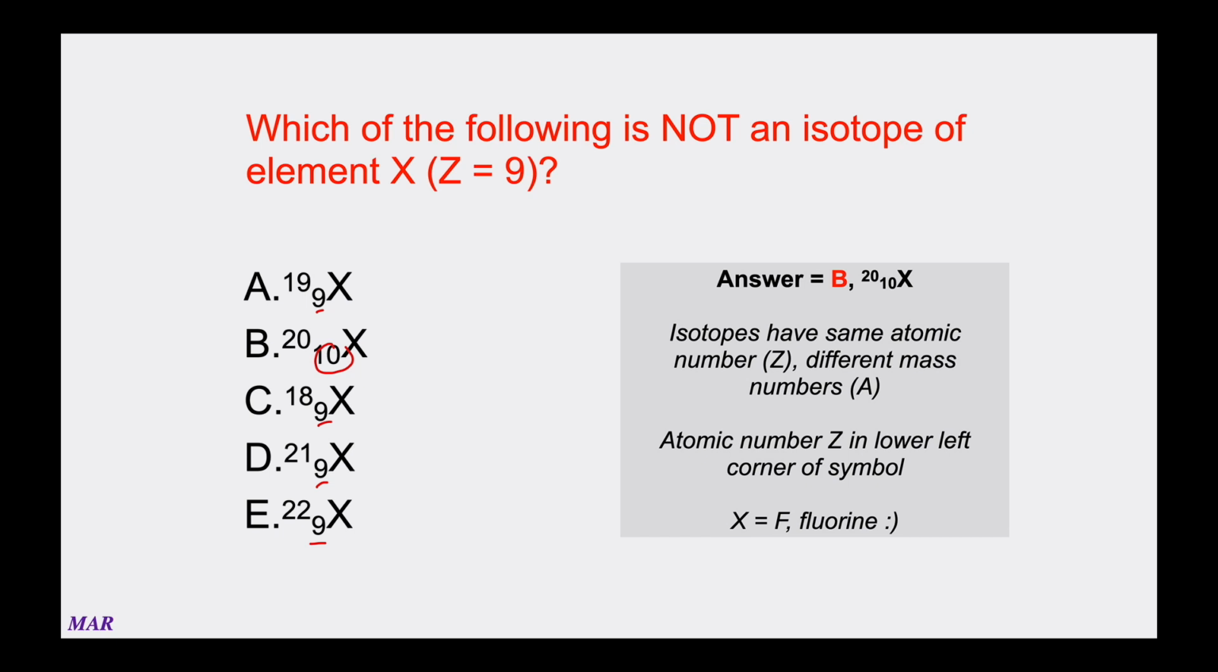9 protons. They all have a 9 in that lower left value right there. So those are all fluorine. But number B there with a 10 in it, that's not fluorine. That's going to be neon.